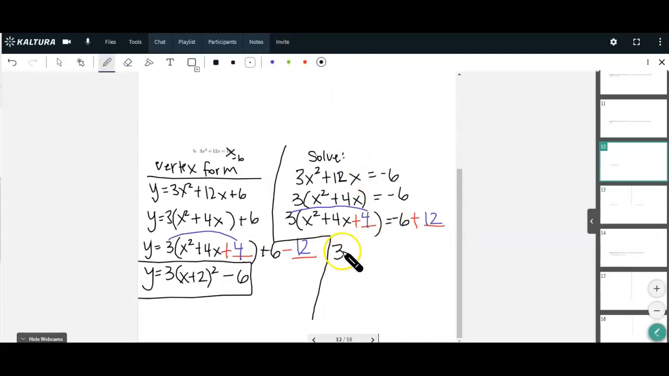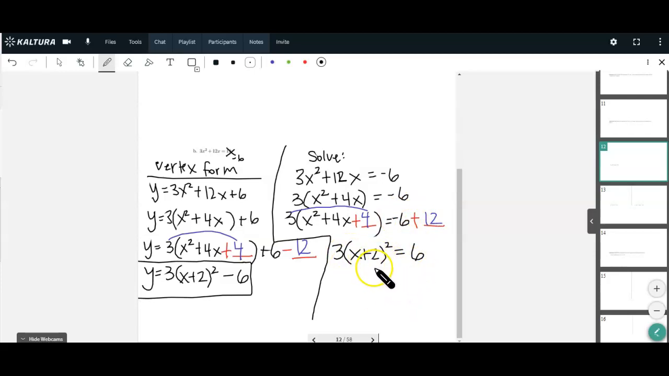So I've got 3 times, this is a perfect square trinomial. Remember, that's the whole reason why we do completing the square, to make this perfect square trinomial. And so then that will factor to be x plus 2 times x plus 2, or we can write that as x plus 2 all squared. All right, and then that's going to equal a positive 6.